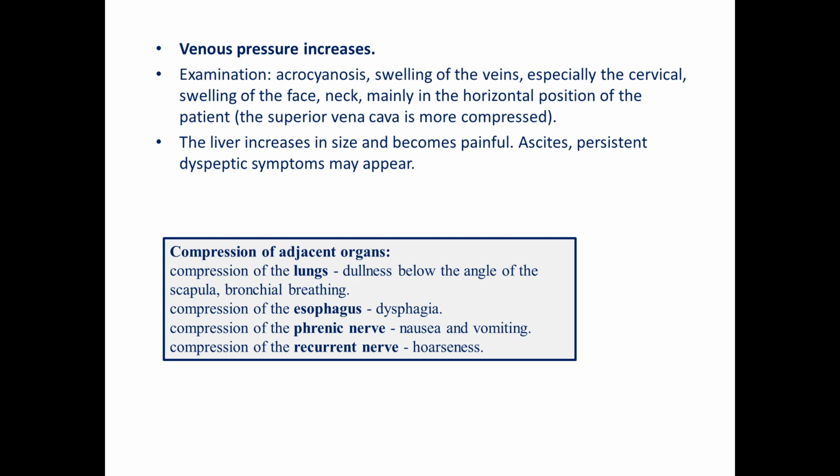For example, compression of lungs may give dullness below the angle of the scapula, and in that region, bronchial breathing. Compression of esophagus gives dysphagia. Compression of phrenic nerves may appear as nausea and vomiting, and compression of recurrent nerves may appear as hoarseness.